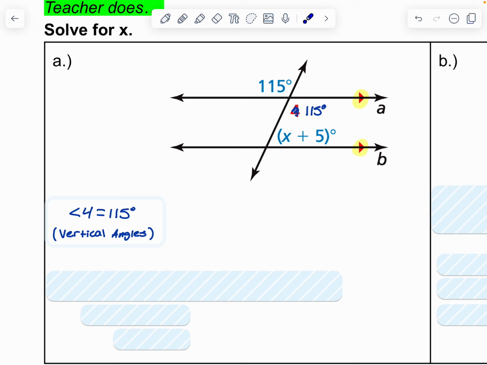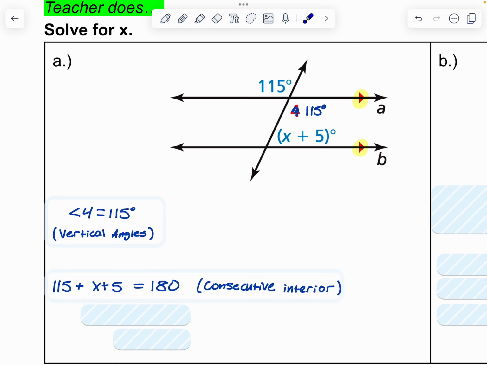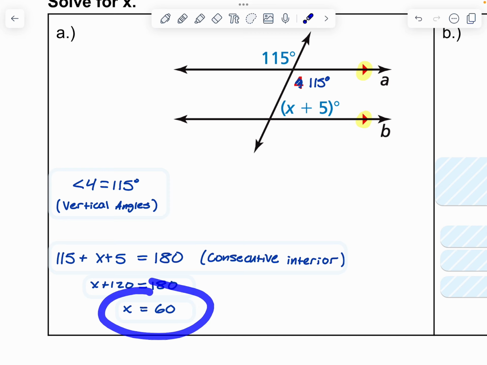Let's see if there's a relationship between this angle and this angle. They're on the same side of the transversal. They're both interior, which tells me consecutive interior, which tells me that this angle and that angle are going to be supplementary. I add them together and I set them equal to 180. Combine your like terms. Subtract 120 from both sides, and I get x is equal to 60.